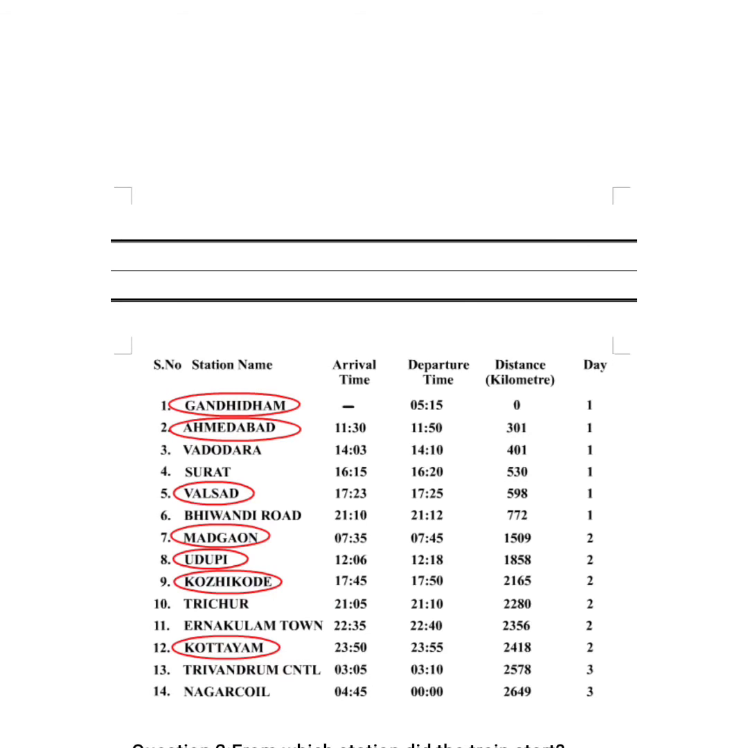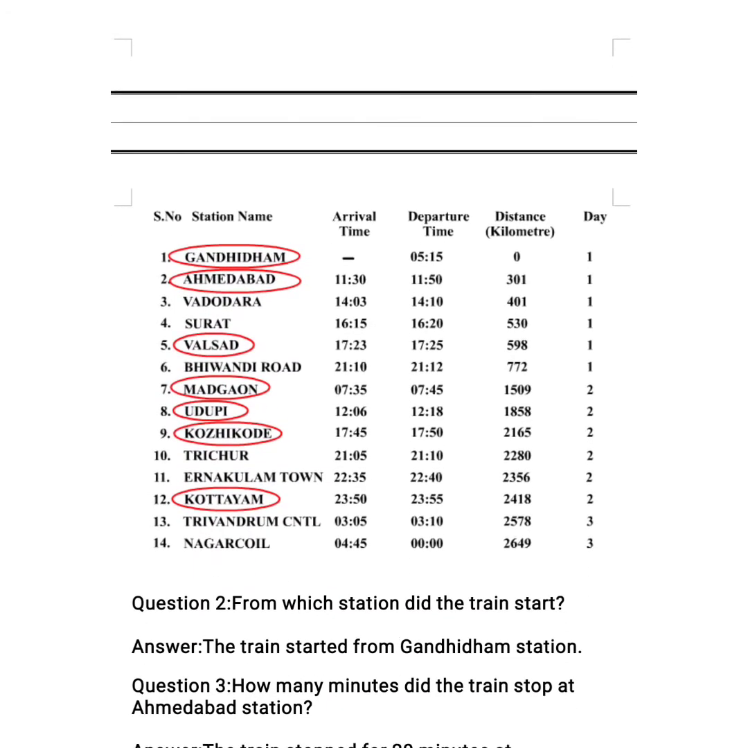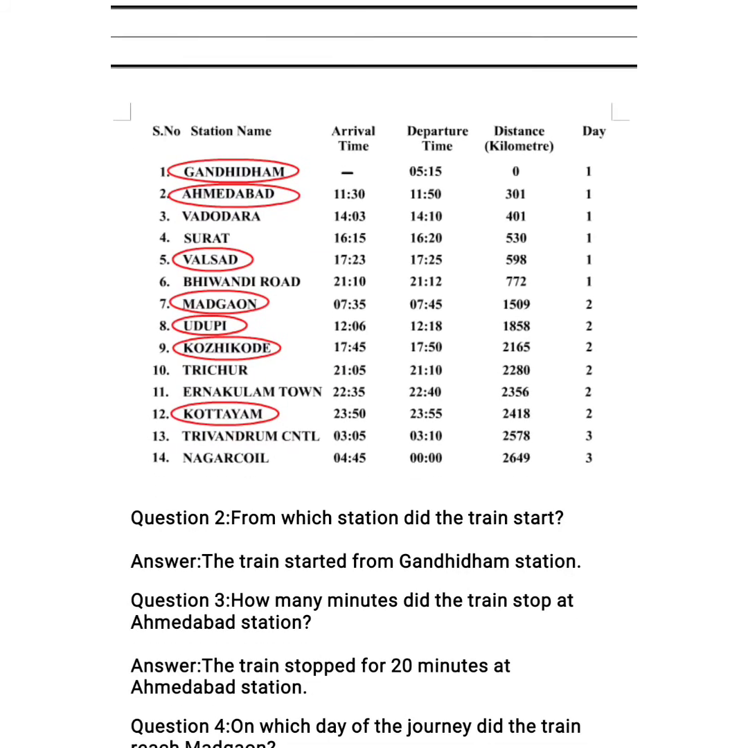Next question was, from which station did the train start? Class, when we were reading this chapter, we learned that the train started from the Gandhidham station. Remember class, in the early morning at 7 a.m. the train started from the Gandhidham station. Next question, how many minutes did the train stop at Ahmedabad station? So class, when we were reading this chapter, we learned that for 20 minutes. So the train stopped for 20 minutes at the Ahmedabad station. So the answer here is 20 minutes.